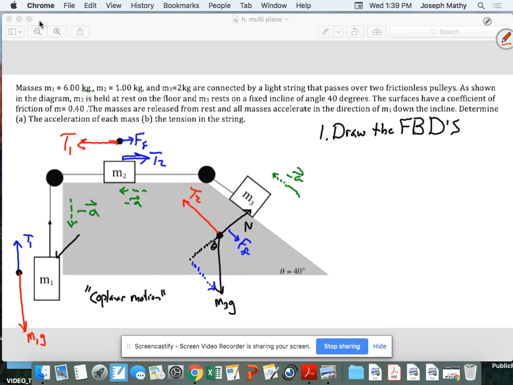So let me review what I know about this problem so far. I know that M1 has a little tension going up and a larger gravity going down, causing it to accelerate. I know that M2 has a tension 1 pulling it to the left that's bigger than F of F, the friction, and the tension 2.